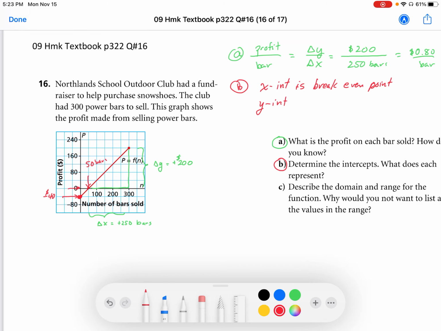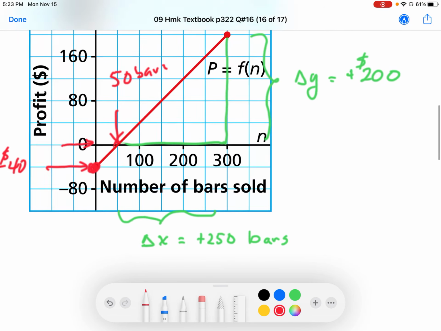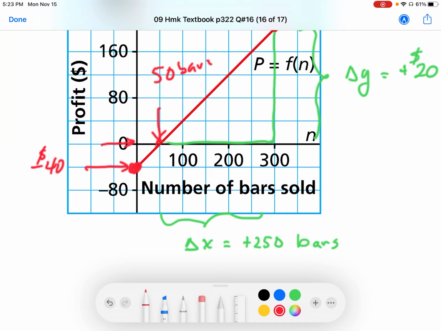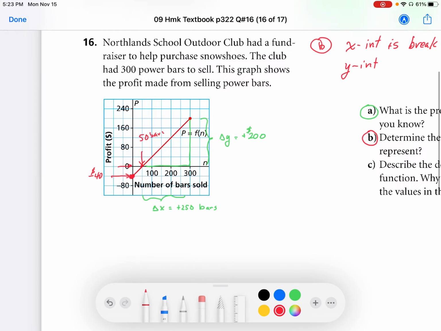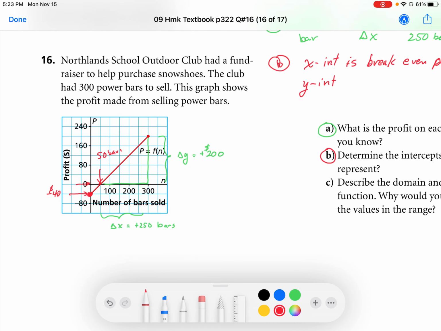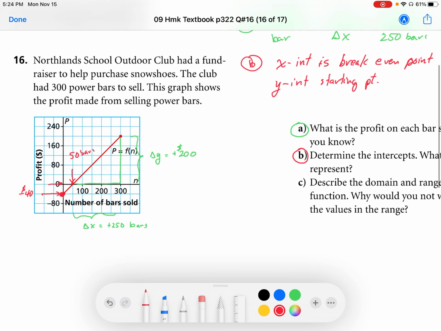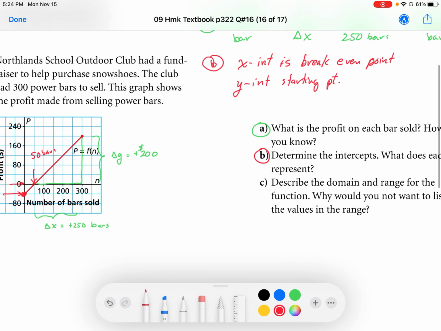The y-intercept in this case is negative $40. And the negative $40 represents a starting amount. So we started at a loss of $40. Maybe we had to pay for some things. And then from the negative $40, we're going to make 80 cents per bar. So the y-intercept represents the starting point, the amount of money we have at the beginning. In this case, we had negative $40 of profit.